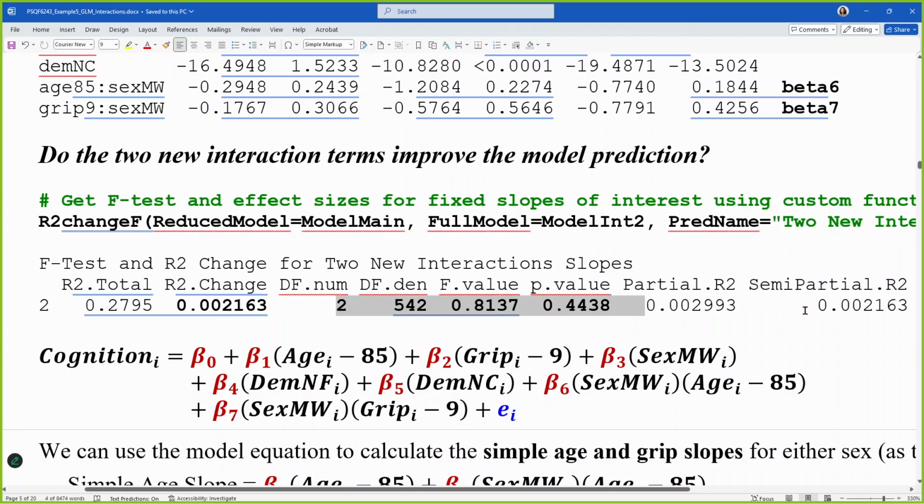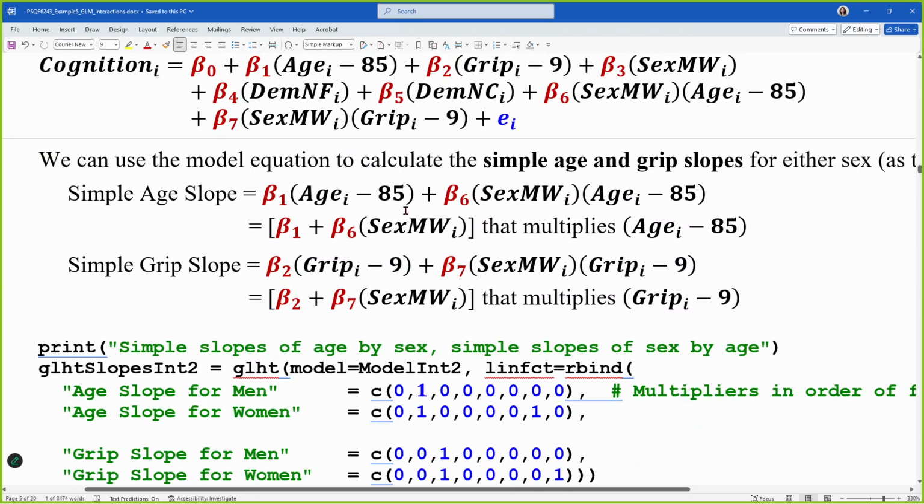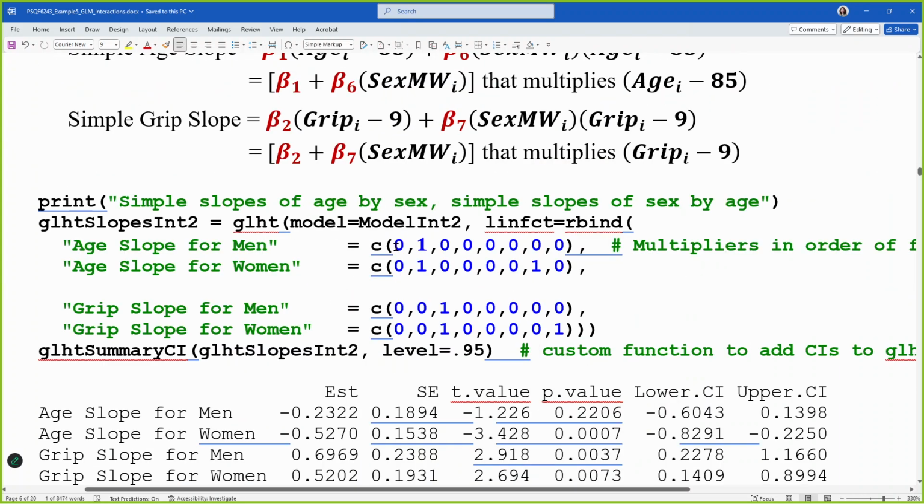It's not significant, and here's the change in the R-squared that it created. So I got all the information coming out of just one function here. To get the simple slopes, this is where we do the filling in of the numbers.